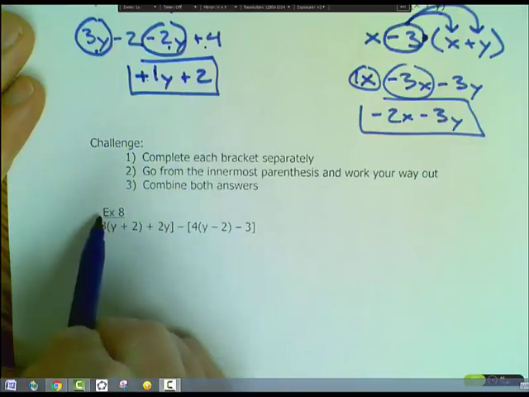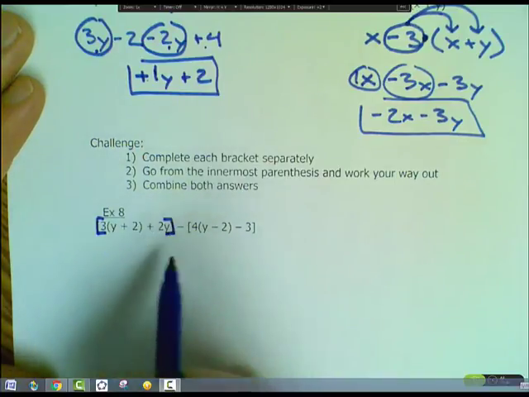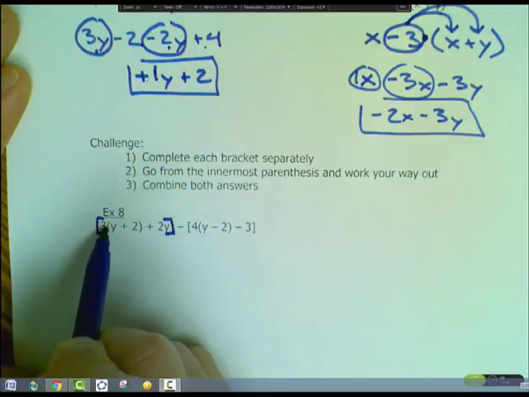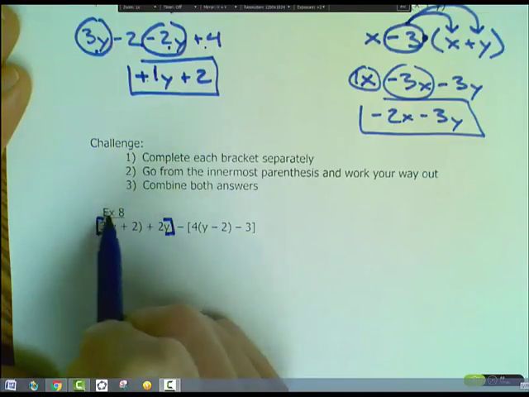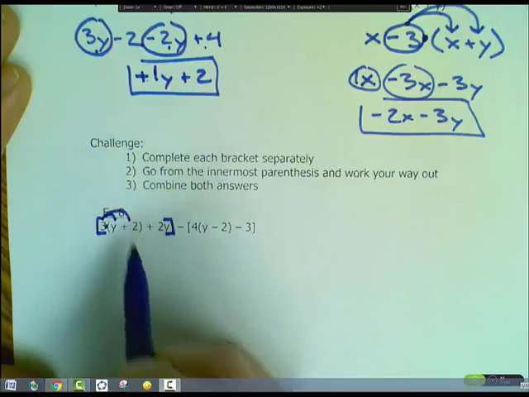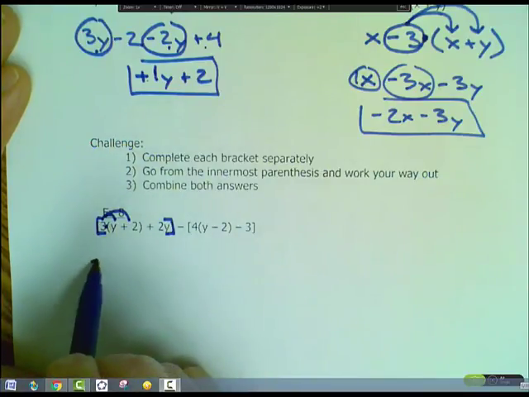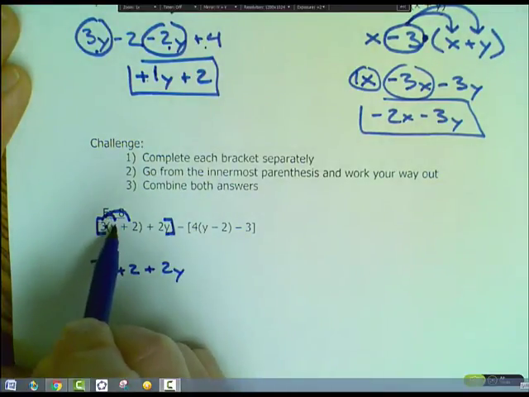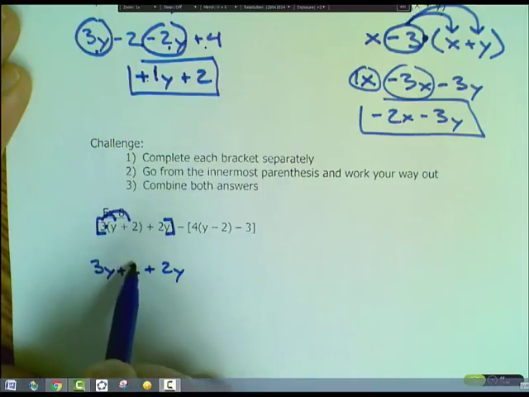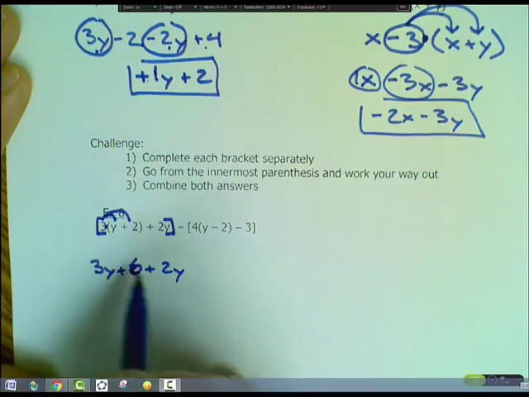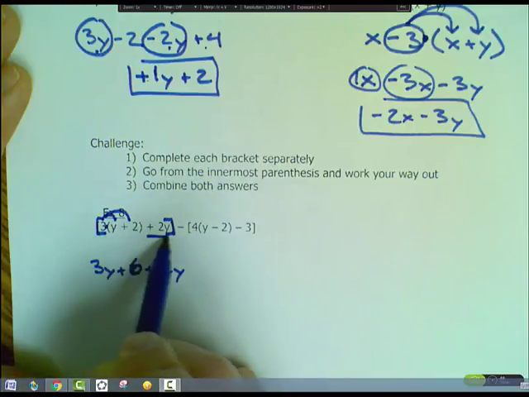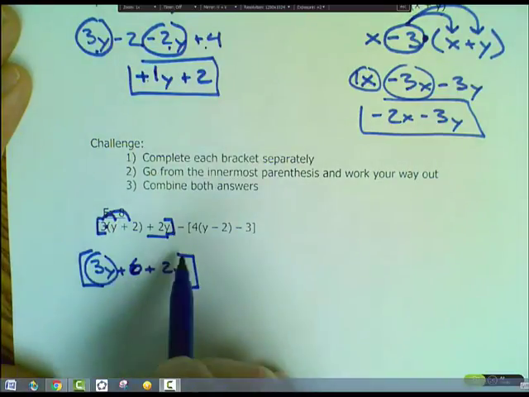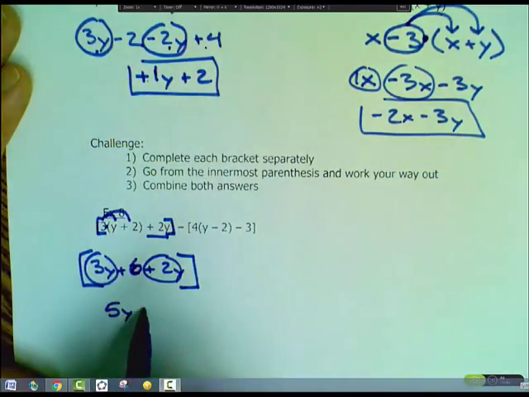Okay, so I'm going to work in this bracket first. Inside the innermost parentheses, there's nothing I can do because these are unlike terms. So I have a choice to either multiply or add. Order of operations tells me to multiply first. So I'm going to distribute the 3. 3 times y is 3y. 3 times 2, I made a mistake, 3 times 2 is 6, and then I have my positive 2y. That's still all in these brackets. I have like terms. 3y plus 2y gives me 5y plus 6.